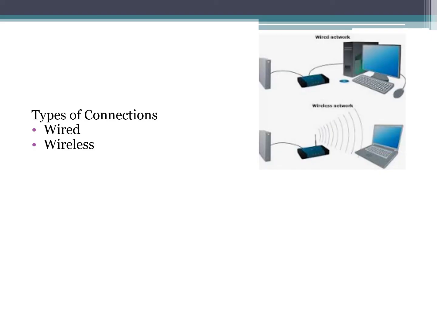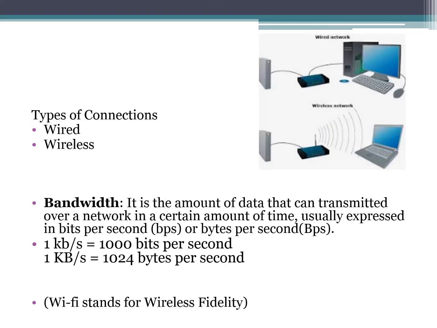Connections are of two types, wired and wireless. Wired is when all the devices are connected through a physical cable, while wireless is when the connection is done wirelessly. Talking about networking, you must have heard this term bandwidth. Now, what is bandwidth? Bandwidth is basically the amount of data that can be transmitted over a network. Now, this can be expressed in two forms, bits per second or bytes per second.